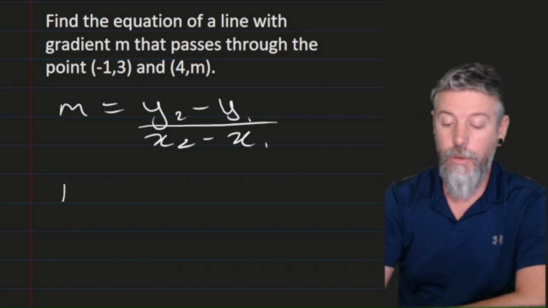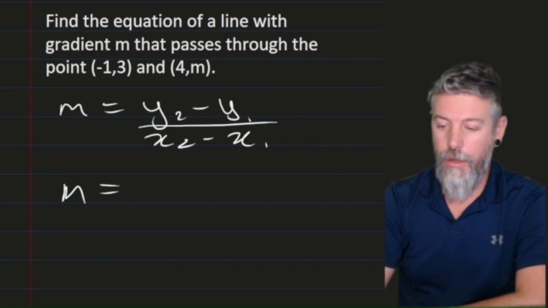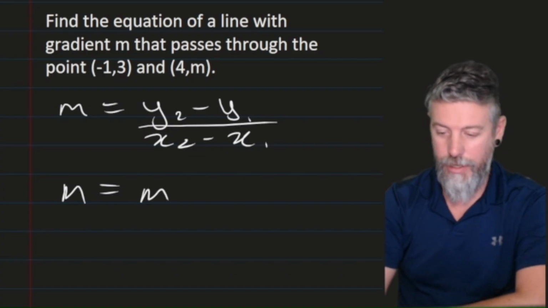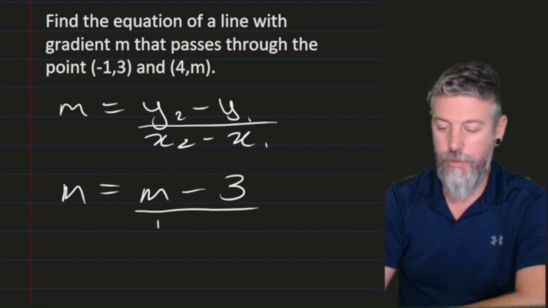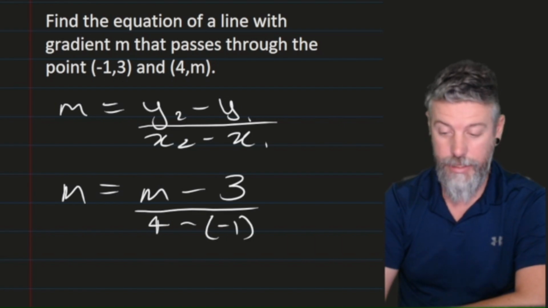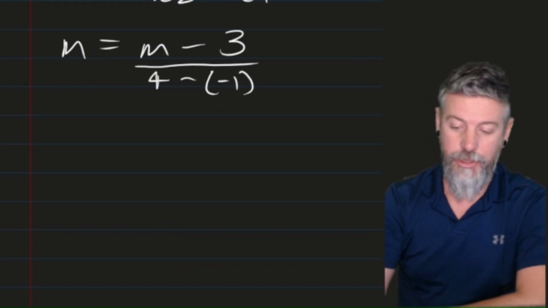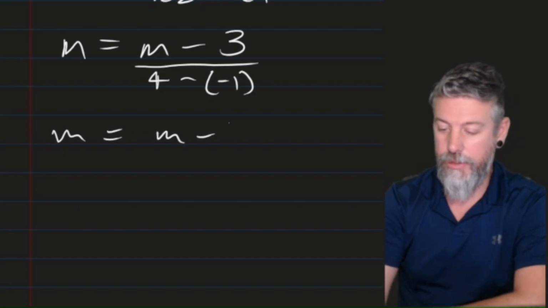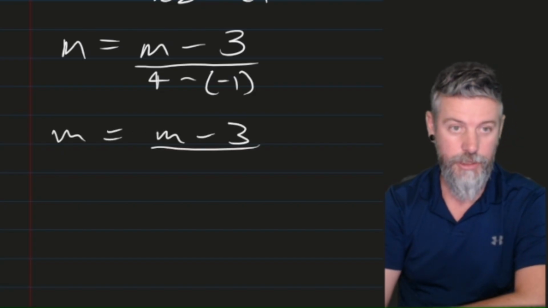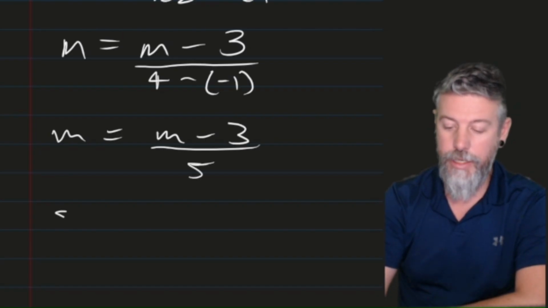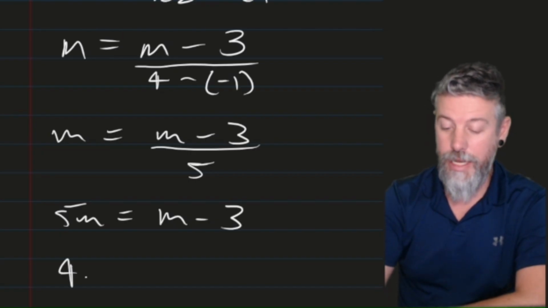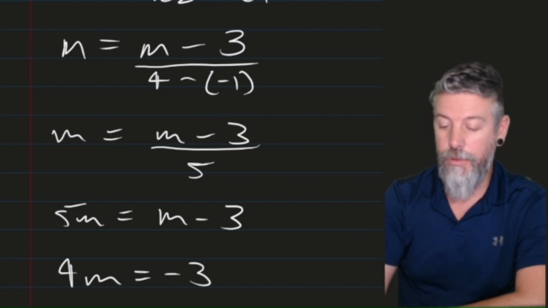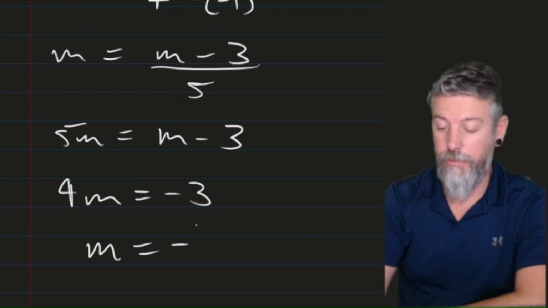Okay, let's sub in. We are told that the gradient is m. Our y2 value is also the value m, and our y1 is 3. Over x2 is 4, and x1 I'm going to do in brackets again at -1. So now we go and do algebra. So m equals m minus 3 over 4 minus -1 is 4 plus 1, which is 5. And we get 5m equals m minus 3, which means 4m equals -3, which means m equals -3/4.